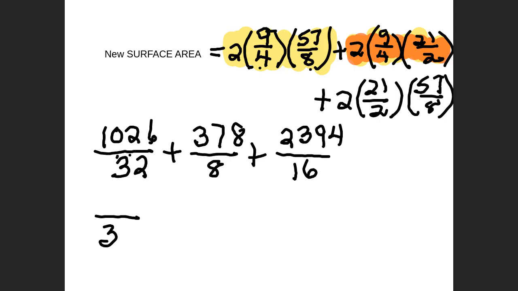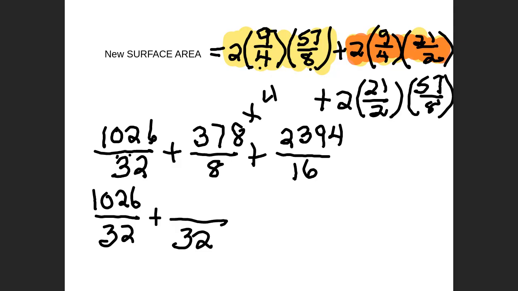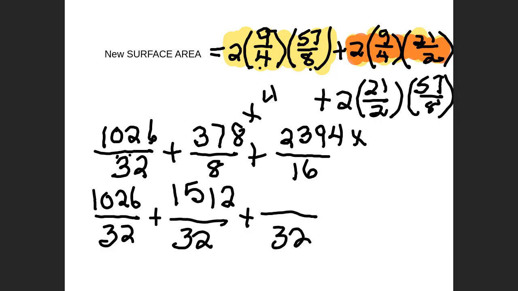Common denominator is 32, which means when I take 378 and multiply it by 4, I get 1,512. Now, 16 times 2 gives me 32. So therefore, my new numerator is 4,788.